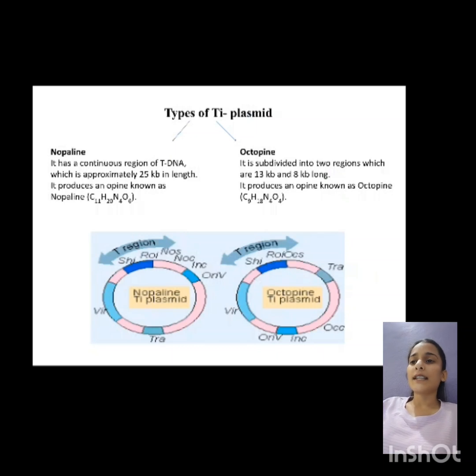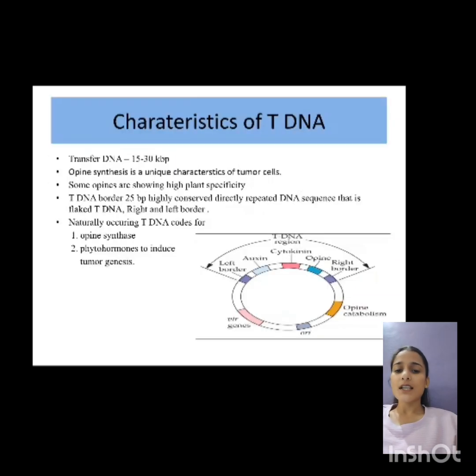Next is the characteristic of tDNA. So transfer DNA, tDNA, is also called transfer DNA, which is a 15 to 30 kilobase pair sequence. Opine synthesis is the unique characteristic of tumor cells, as I have already explained, कि जो ट्यूमर सेल्स होते हैं वो ओपाइन प्रोडक्शन करते हैं. Some opines are showing high plant specificities. कुछ ओपाइंस जो होते हैं वो स्पेसिफिक प्लांट, मतलब हाई स्पेसिफिसिटी शो करते हैं, बाकी it's all normal.